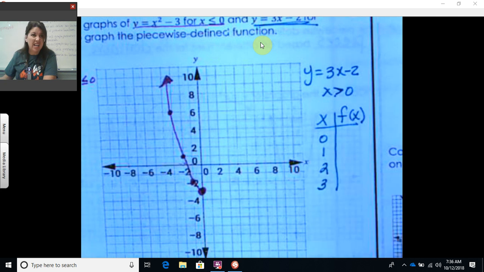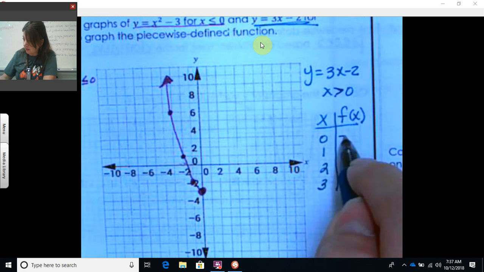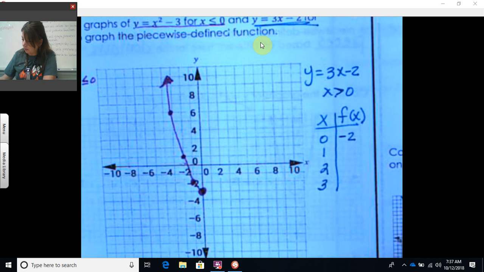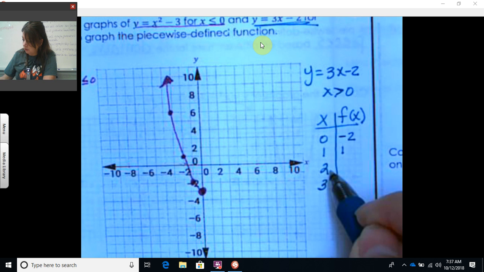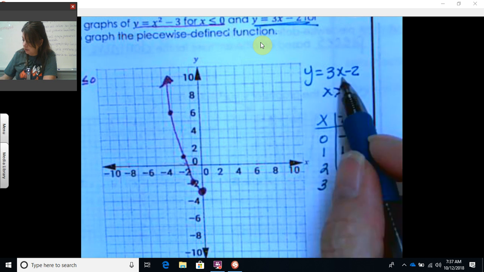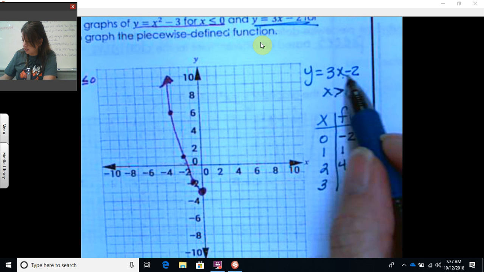It's a line, so we really only need 2 points, but we're going to do more. So if I substitute in 0, 3 times 0 is 0, and 0 minus 2 is negative 2. So we got that ordered pair. Plug in 1. 3 times 1 is 3 minus 2 is 1. Substitute 2. 3 times 2 is 6 minus 2 is 4. Substitute 3. 3 times 3 is 9 minus 2 is 7.